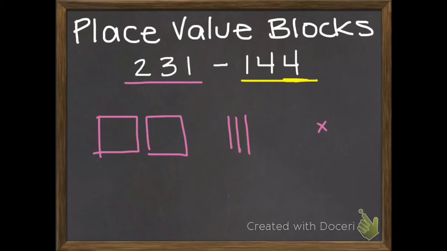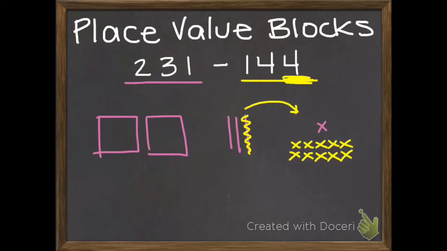So I'm going to have to go next door to the tens, take a 10, and regroup it. I'm going to trade it in for 10 ones. Now you'll see that I have 11 ones, and I need to take away 4. So this will be much easier. I can take away 4 ones from this. Now I'm left with 1, 2, 3, 4, 5, 6, 7 ones remaining.